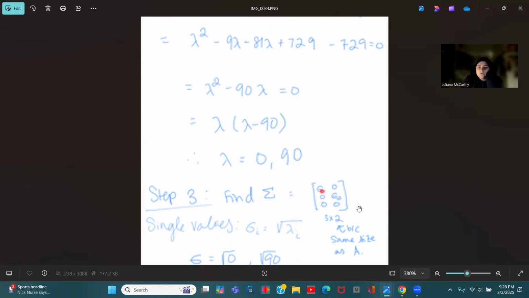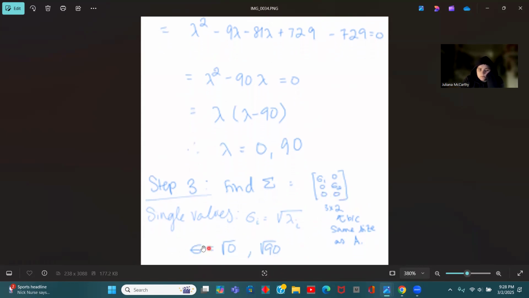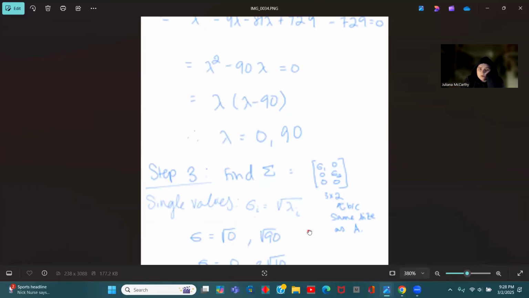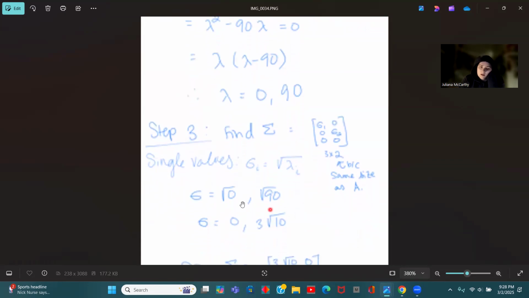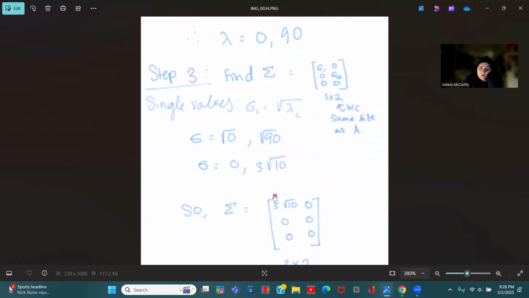So because we only have 2 singular values, we just fill in the rest, the bottom row, with zeros. Because we got sigma 1 was square root of 90 and sigma 2 is square root of 0. It's just the square roots of our eigenvalues. And square root of 90 can simplify into 3 square root of 10. So here is the first part of the singular value decomposition that we've calculated. Remember, A equals U times sigma times V transpose. So we found sigma.